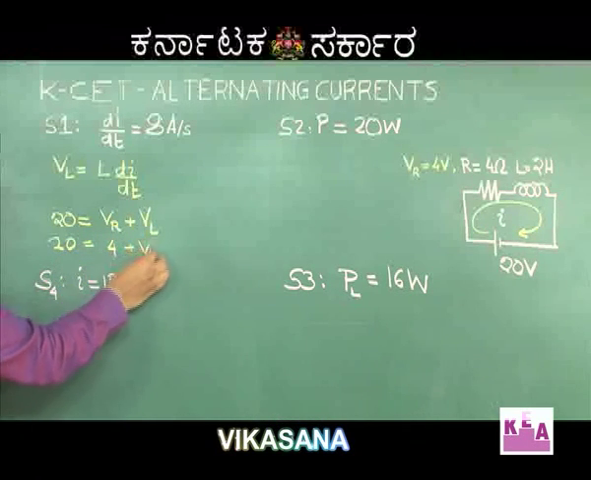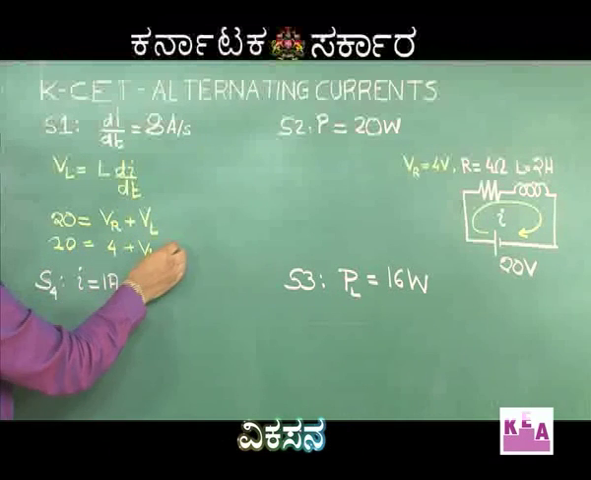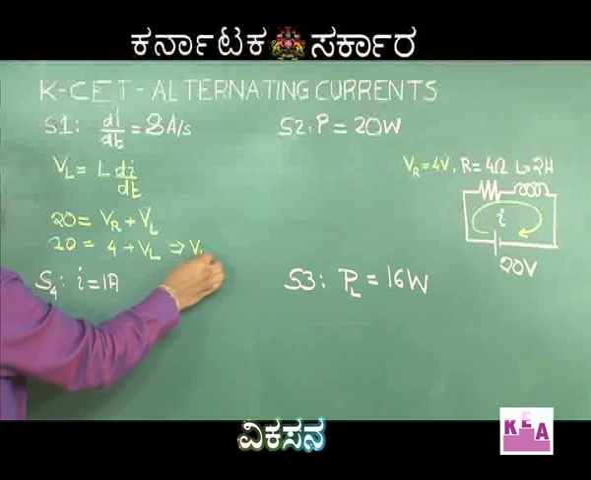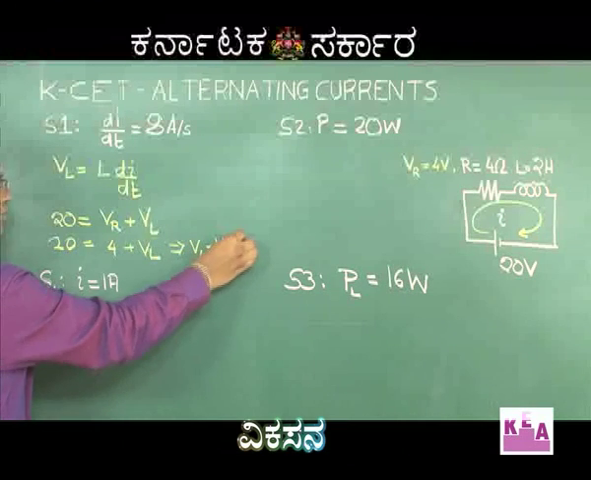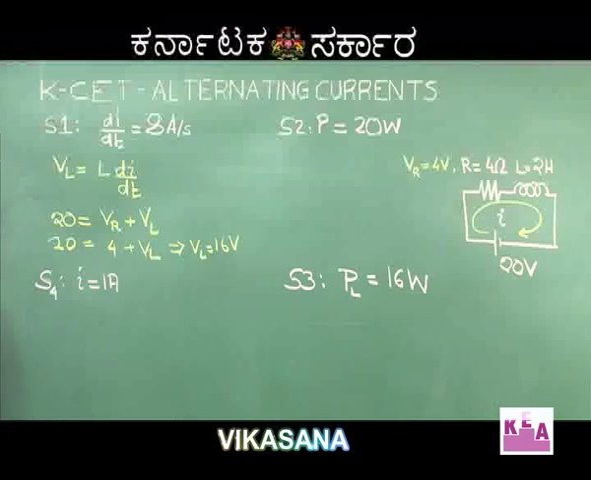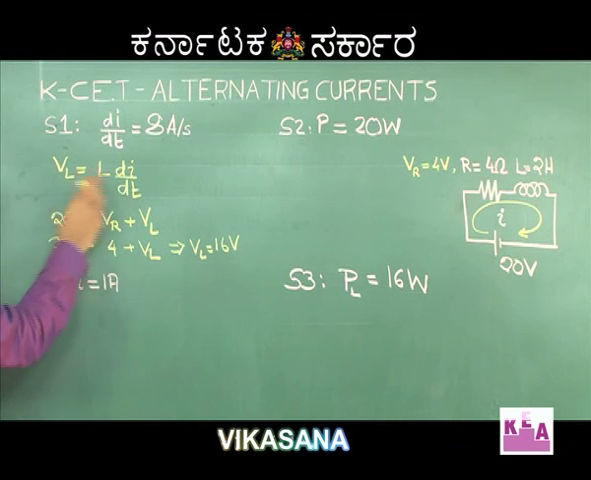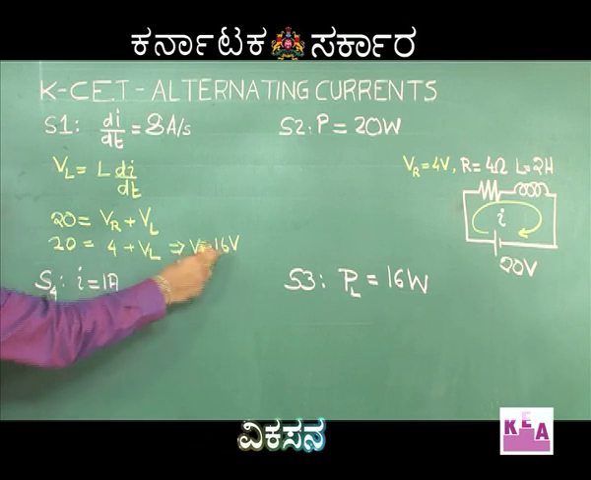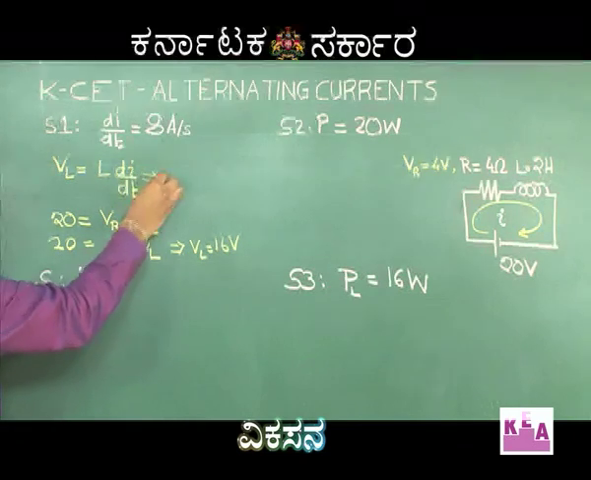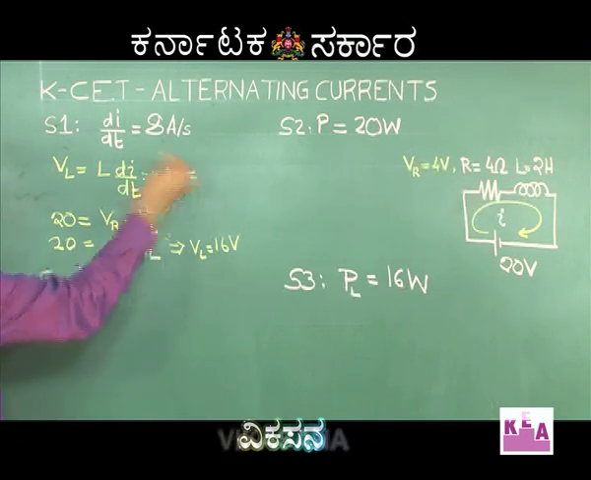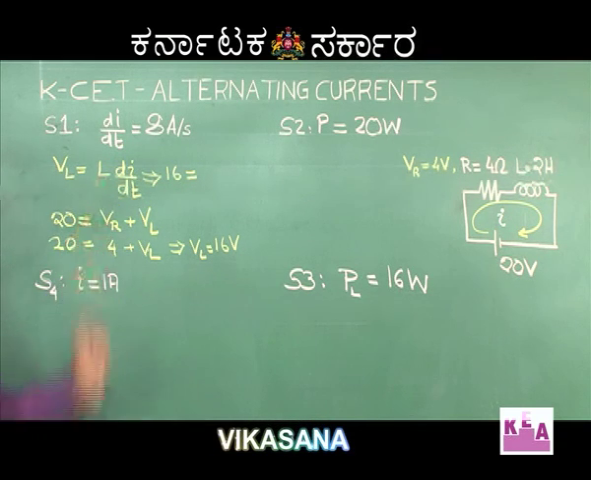So, therefore, VL value becomes 20 minus 4, which is 16. So, this implies VL is equal to 16 volts. Therefore, the voltage across the inductor is 16 volts. Now, if you compare in this equation VL, we can substitute as 16. So, this implies 16 is equal to L into di by dt.